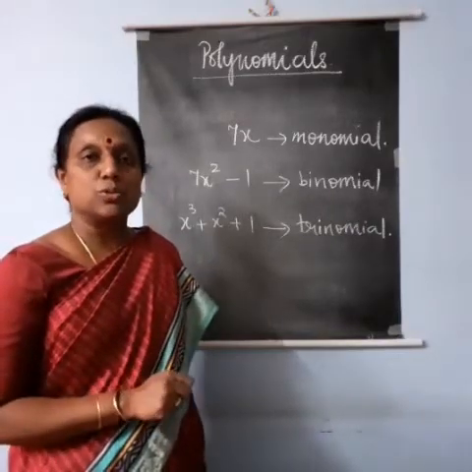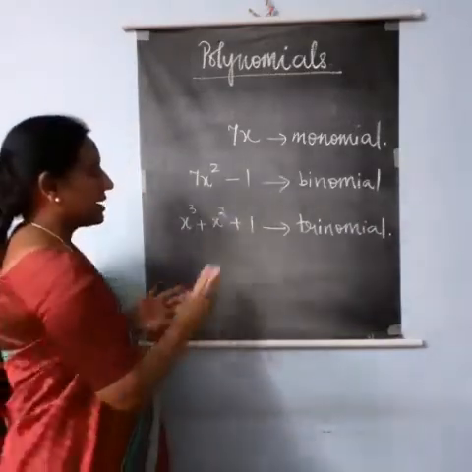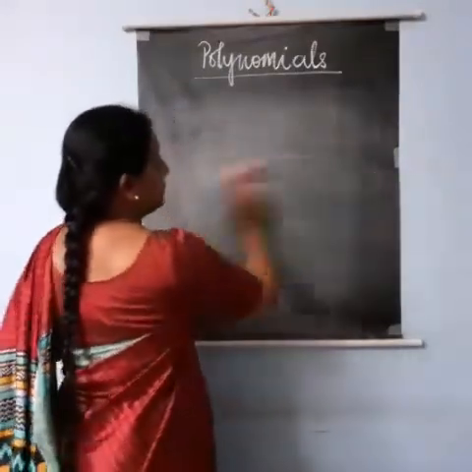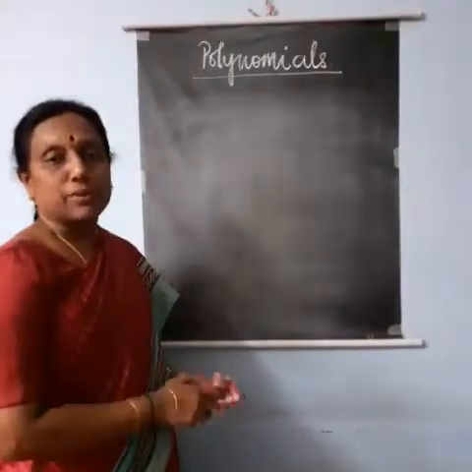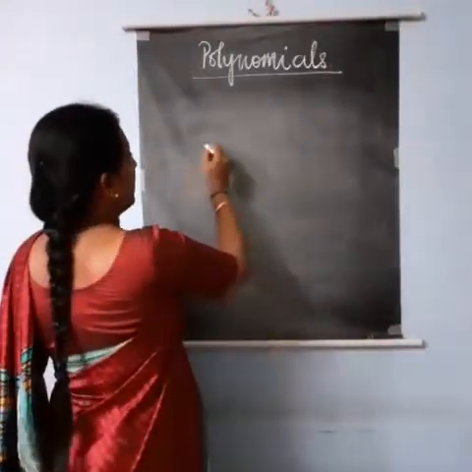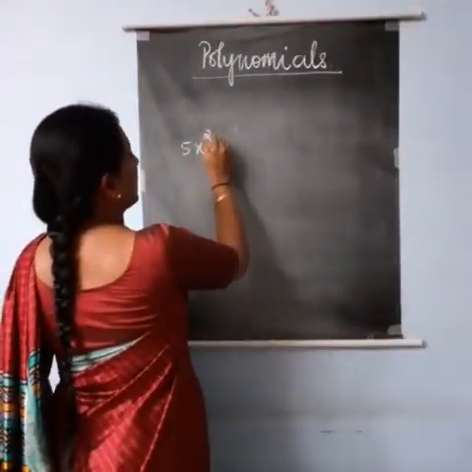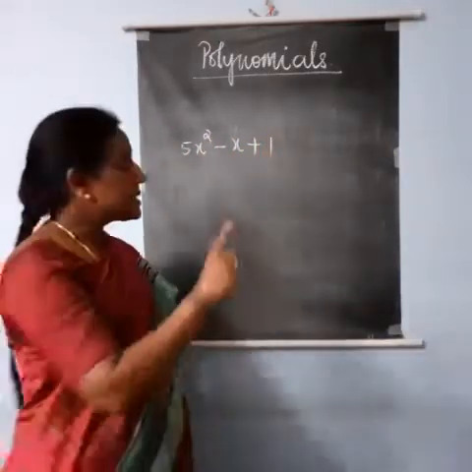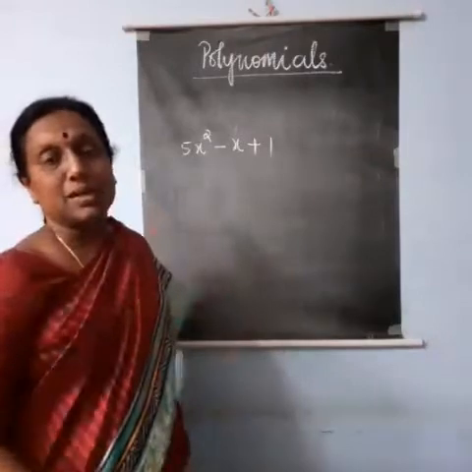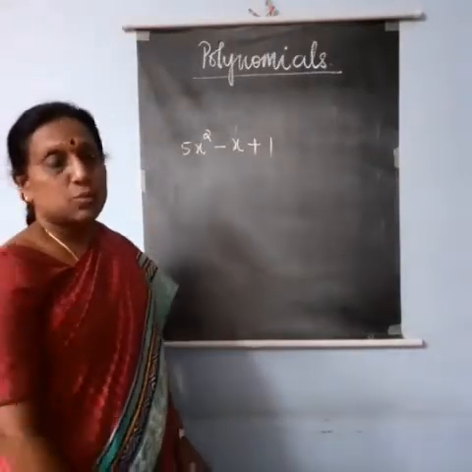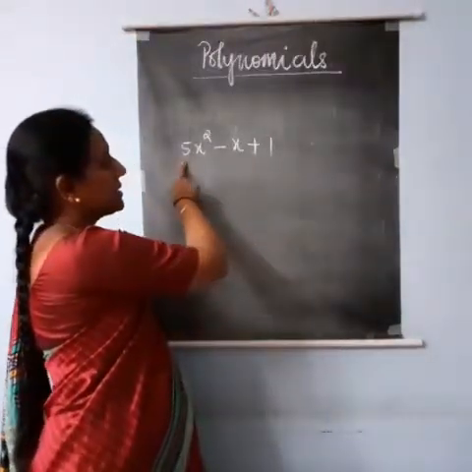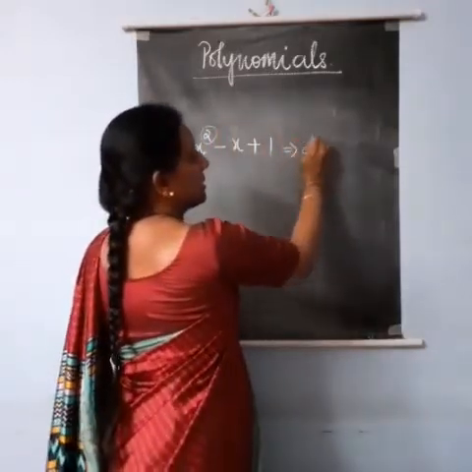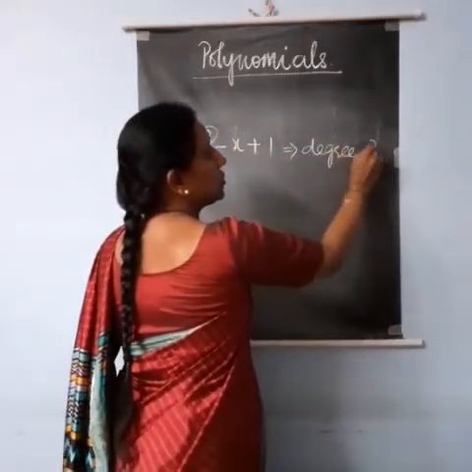Now, let us go to the other type of classification based on the degree. Now, what's the degree of a polynomial? Supposing I have a polynomial 5x squared minus x plus 1. Okay. The highest power of the variable is known as its degree. So which is the highest power in this case? For x it is 2. So that implies it is of degree 2.